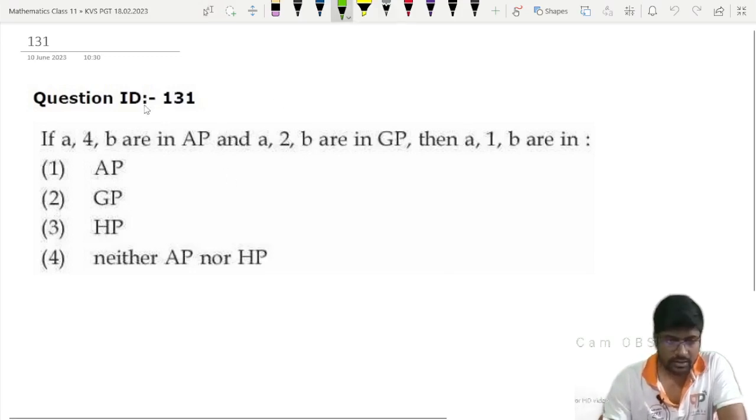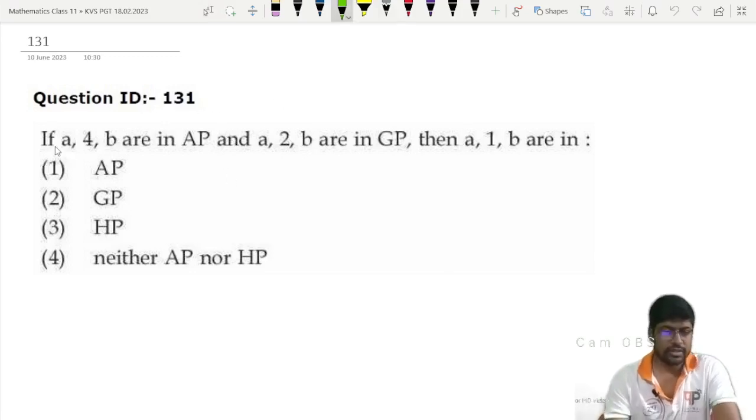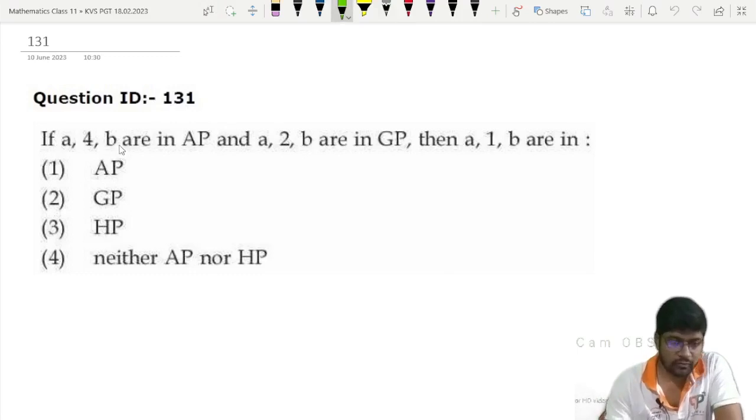Now in question number 131, what they are asking, see here, if A, 4, B are in AP and A, 2, B are in GP, then A, 1, B are in what? Whether they are in AP or they are in GP or they are in HP, neither AP nor HP. So which option is correct? That we have to tell. Okay, let us see the conditions.